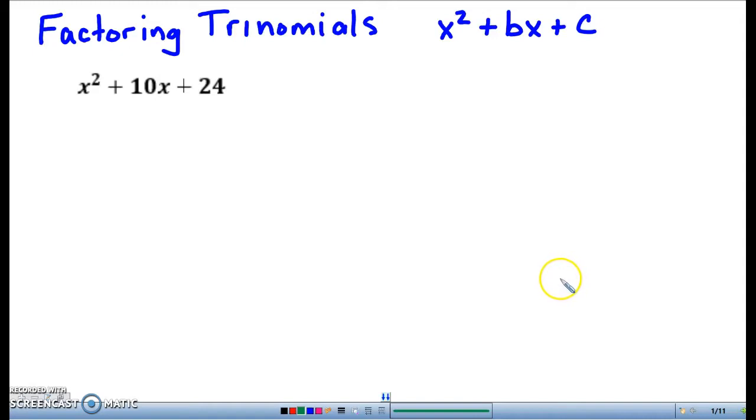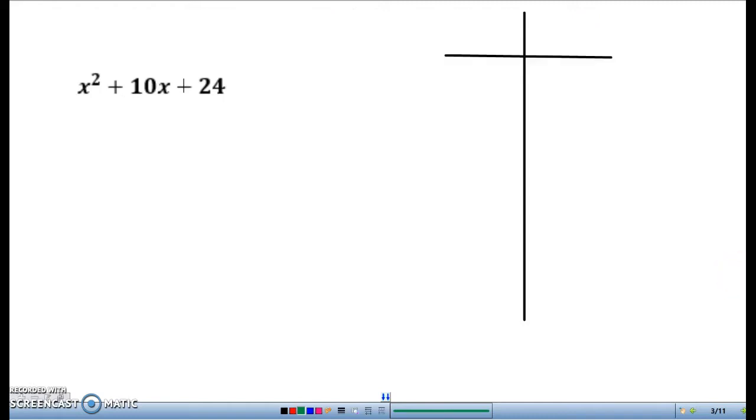Let me teach you how to factor trinomials in the form of x squared plus bx plus c. What I'm going to focus on is factoring trinomials where your leading coefficient is 1, where actually our a is 1, ax squared plus bx plus c. All right, I'm going to use the AC method. And the AC method is this.